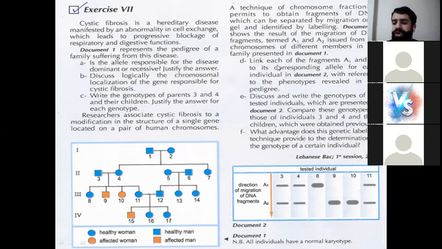Let's move to Ali. Discuss logically the chromosomal localization of the gene responsible for cystic fibrosis. You have to discuss, first of all, you have to deny it on the Y. This is your job, Ali.